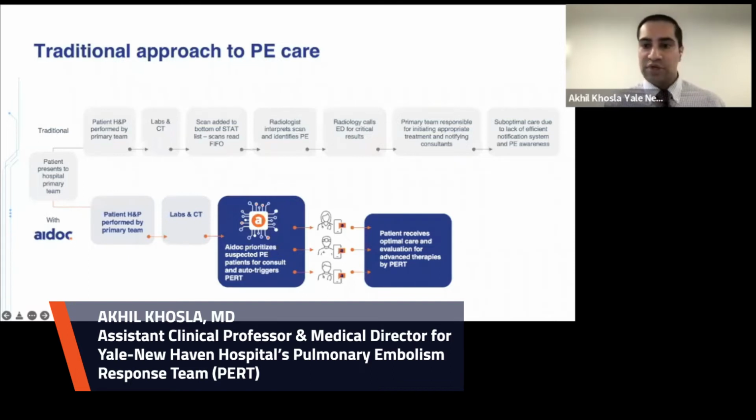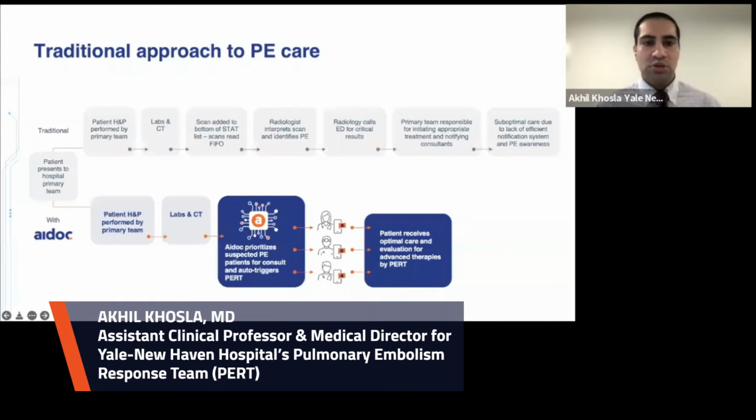Now, the use of artificial intelligence or AI has completely changed the traditional workflow for PE. AI is running in the background of every CT scan, and as soon as the CT scan is completed, can detect if a PE is present or absent. If a PE is present, it flags the study as a positive study, so the radiologist can identify that that completed scan has a PE present.